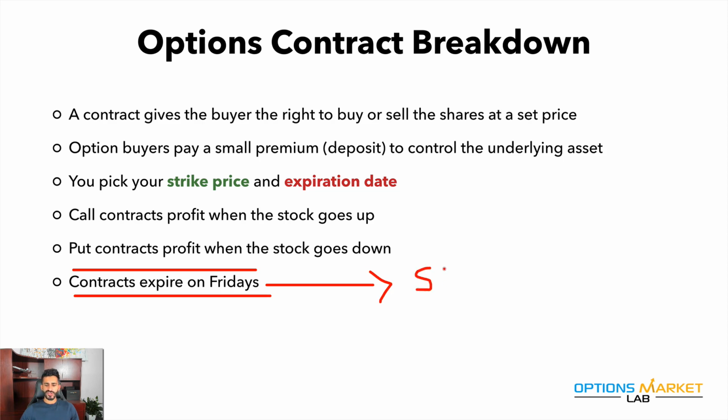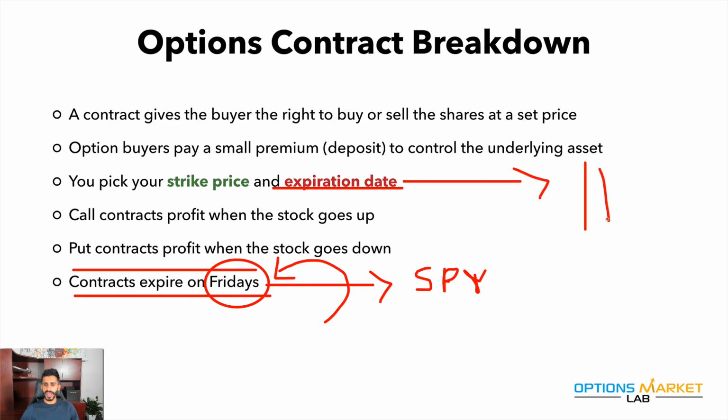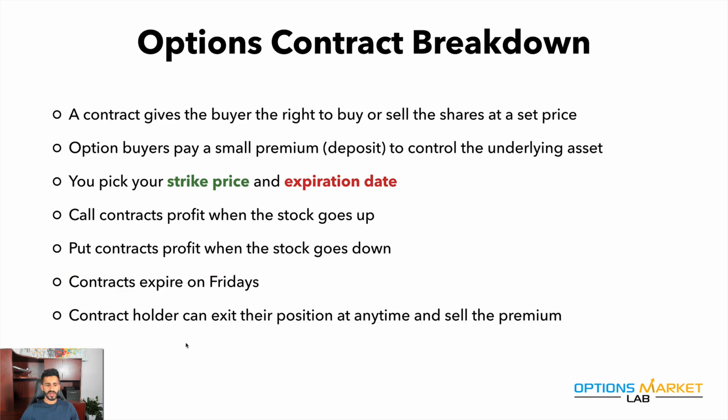There's a few exceptions like SPY. If you trade SPY, SPY doesn't only expire on Fridays. They have other days of expiration, but 99.9% of options, the main typical expiration date is on Fridays. So if you do pick an expiration date, most expiration dates are going to land on a Friday.